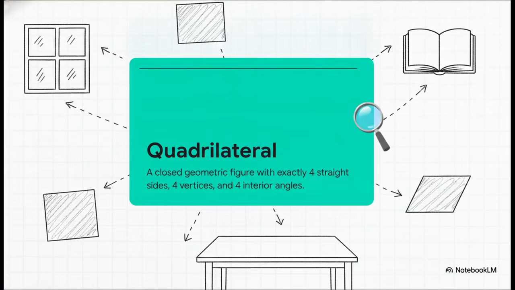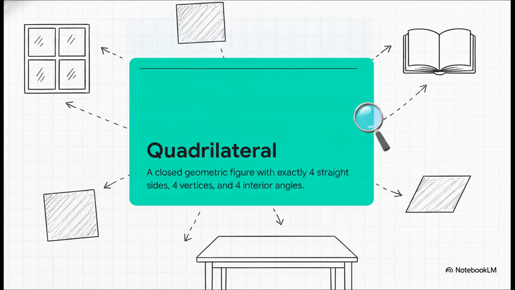Our golden rule today revolves around the quadrilateral. Now that's a long word, but it just means any closed two-dimensional geometric figure made up of exactly 4 straight sides, joined at exactly 4 corners, which we call vertices in math speak, and containing 4 interior angles. That right there is the fundamental DNA of these shapes.